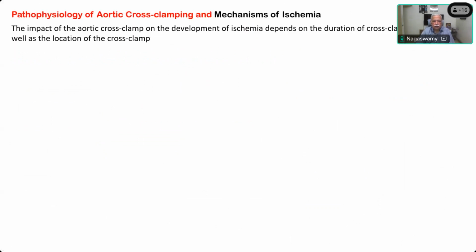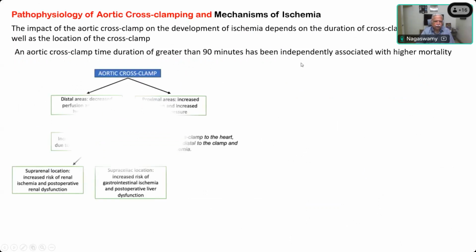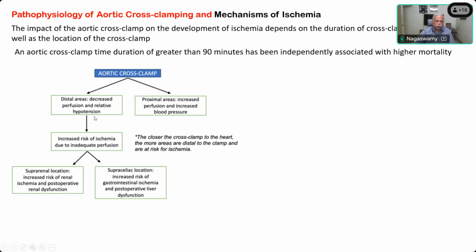One is there is an ischemia, which is the first thing that you have to talk about. So I am giving it in a different color: pathophysiology of aortic clamping and mechanisms of ischemia. That develops because of the application of the clamp and there is no blood flow. And if it is more than 90 minutes, the ischemia is quite severe. This flow chart tells you what happens. You apply the aortic clamp. Distal area, there is decreased perfusion. Proximal area, there is increased perfusion as well as increase in blood pressure.